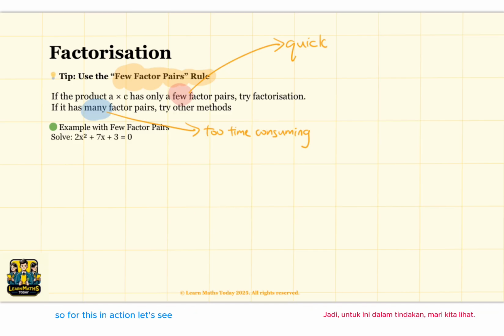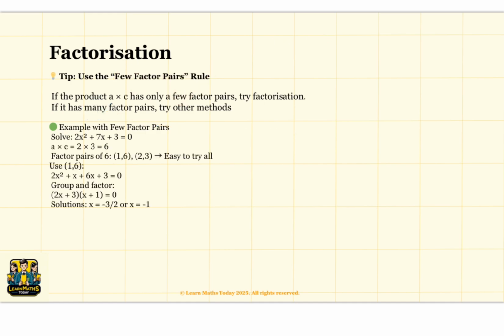So for this in action, let's see 2x squared plus 7x plus 3 equals 0. We have gone through this earlier, and we know that there are two factor pairs for 6: 1 with 6 and 2 with 3. That means there are just 2 pairs to try, and this is perfect for factorization. So this is a good reason why we should try factorization.